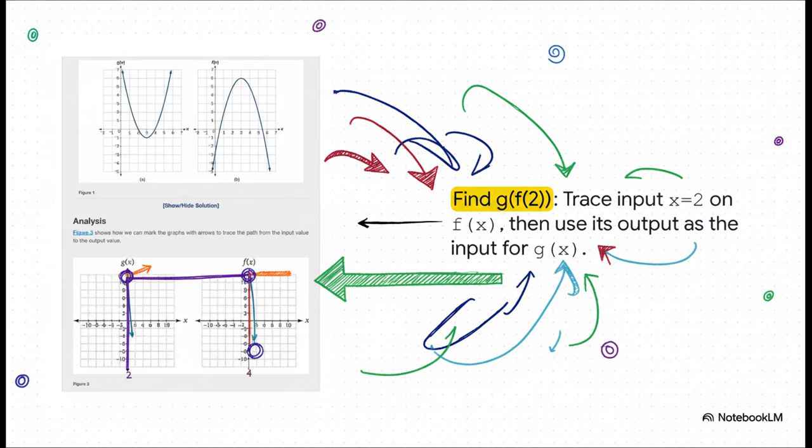Believe it or not, it's the exact same idea with graphs. Let's find g of f of 2. We start with the inside function, which is f. So on the f graph, we find 2 on the x-axis, go up to the line, and see what the y value is. Got it? Now you take that y value, and that becomes your new x value over on the g graph. Find it on the x-axis, go up to the line, and read the final y value. It's just tracing a path.